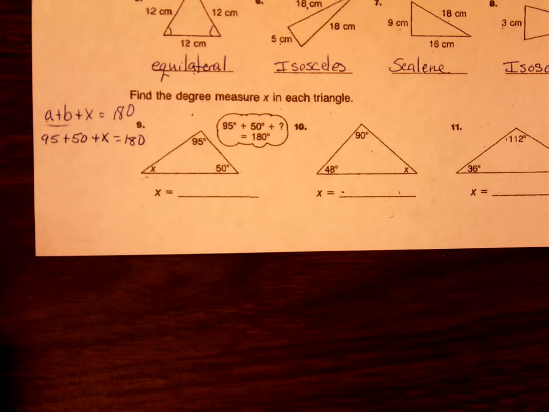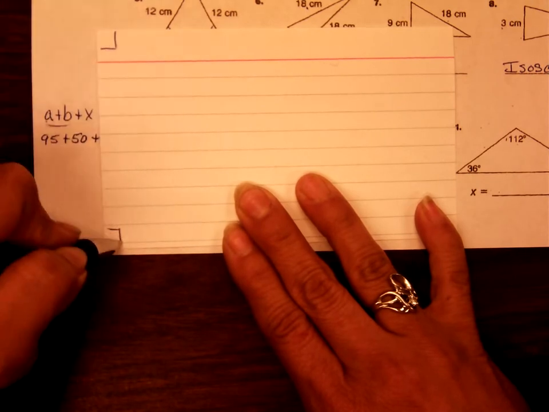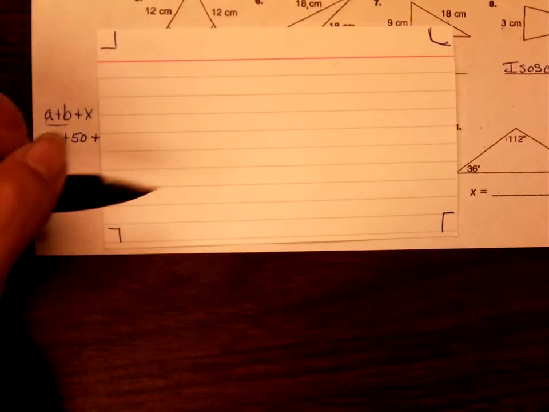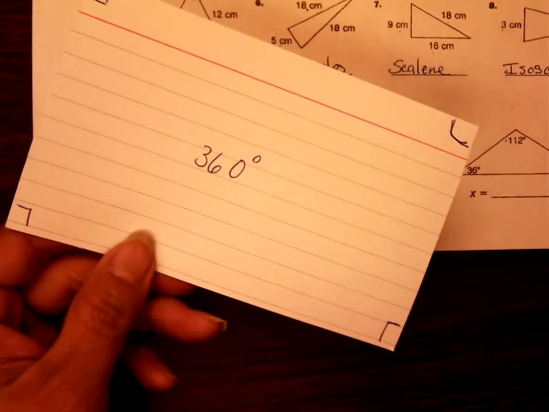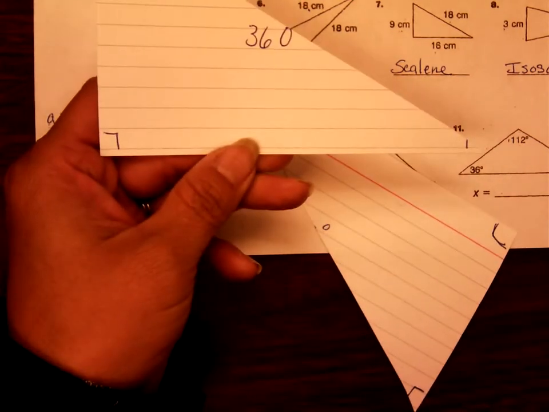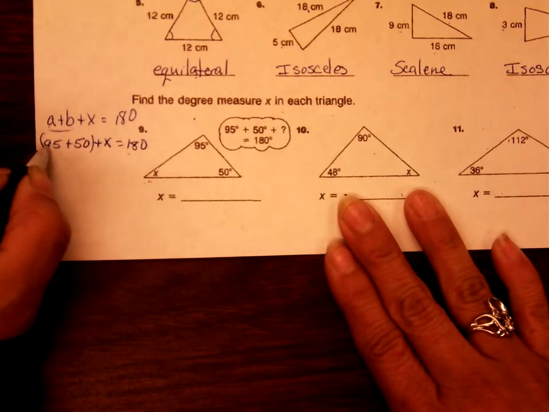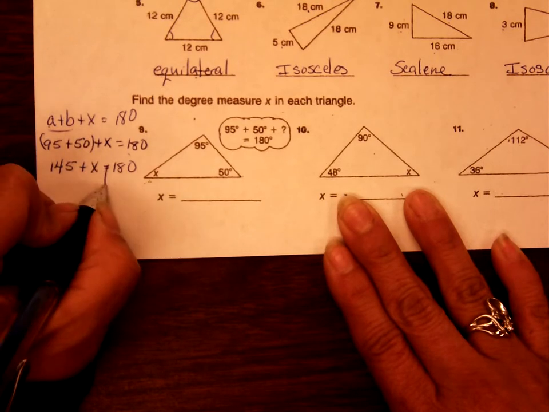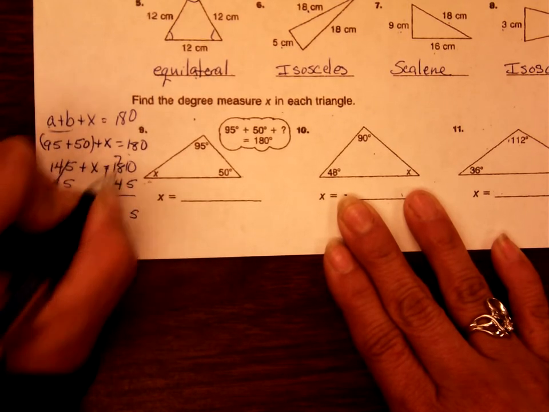Now, a triangle is equal to 180 because if you have a rectangle, think about this. A rectangle has 4 sides that are 90 degrees, and 4 times 90 is 360 degrees. But if I take my rectangle and cut it in half, you'll see that I have a triangle. So that's why a triangle is equal to 180 degrees. Now you're going to add 95 plus 50, and you'll get 145 plus x is equal to 180. Subtract 145 on both sides, and x is equal to 35 degrees.